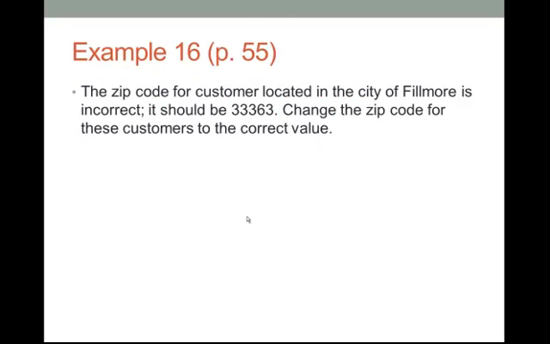They are looking for the zip code for the customer located in the city of Fillmore is incorrect. It should be 33363. We're going to change the zip code value of these customers to the correct value. Rather than opening the table to edit the data, we're going to use what's called an update query. An update query allows you first to find records that meet certain criteria and then to change something in the records that meet that criteria.